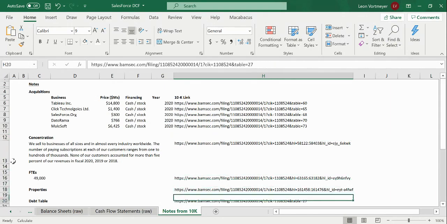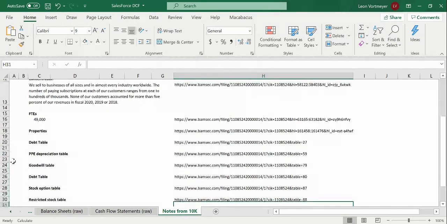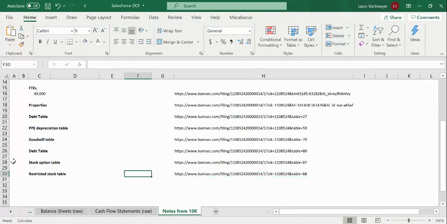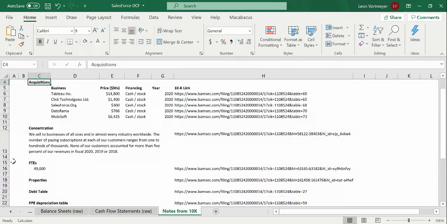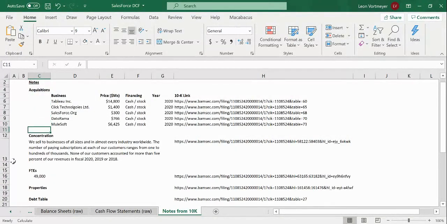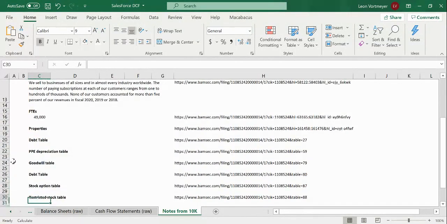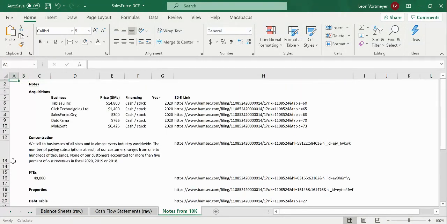BAMSEC is a great tool to find filings and statements online for public businesses. Clicking on a link will take you to the relevant part of the 10K where these items will be placed in the 10K. I like to keep track of historical acquisitions, properties, full-time employees, debt tables, PPE, goodwill, debt. This is all very important. Stock and restricted stock table is going to be important for understanding your fully diluted share count.